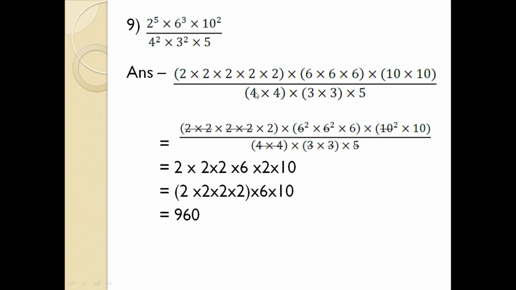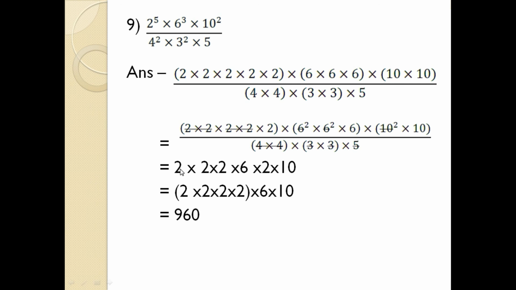So 4, 2 2s are 4. So here we will cancel this 2 and this 2. 2 2s are 4. Then we will cancel this 2 2 and then this 4. 3 1s are 3, 3 2s are 6. 3 1s are 3, 3 2s are 6. Then 5 1s are 5, 5 2s are 10. So what is remaining here? This 2 is remaining. Then this 2 and then this 6. And then this 2 and this 10. And in the denominator nothing is remaining.